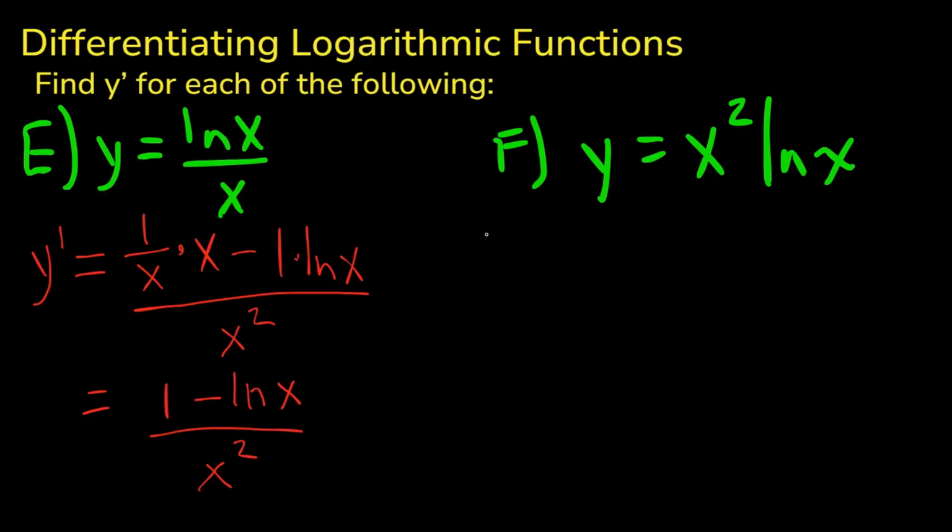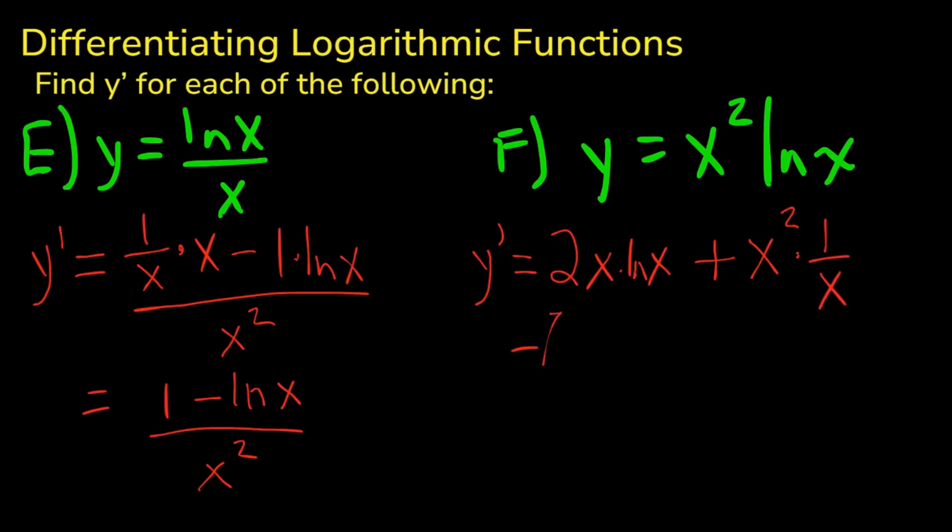Second one here, use the product rule. y prime equals derivative of the first times the second plus the first times the derivative of the second, which is 1 over x. And then this simplifies to 2x natural log x plus x.